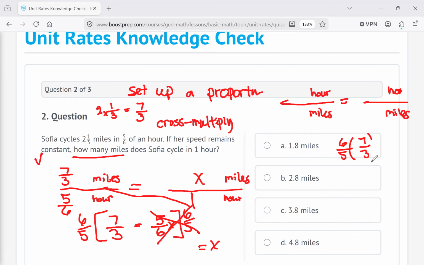You just multiply across. So 7 times 6 is 42, and then 5 times 3 is 15. So you get x equals 42 over 15. And 42 over 15 is definitely a decimal. It's 2.8. So x equals 2.8 miles. Okay, so that is letter B.